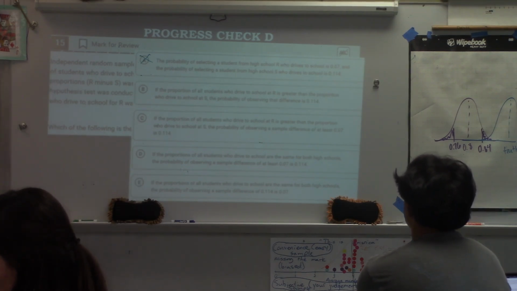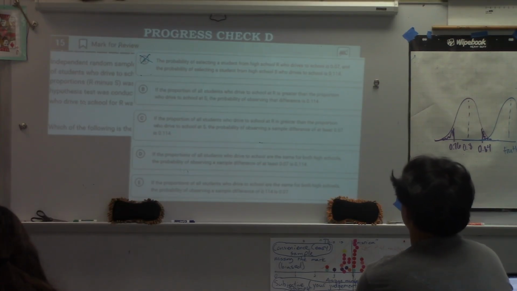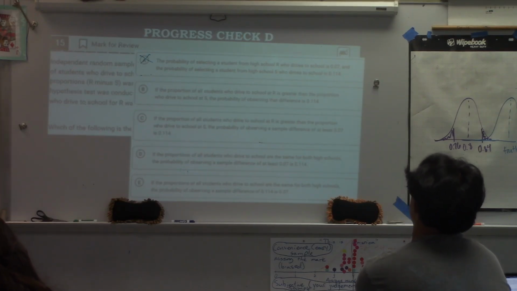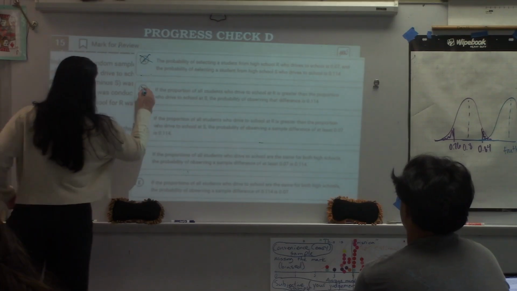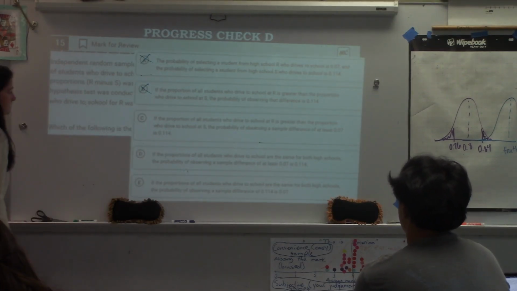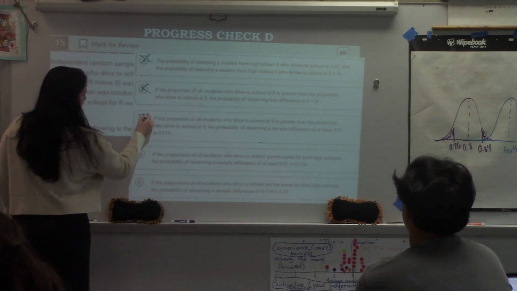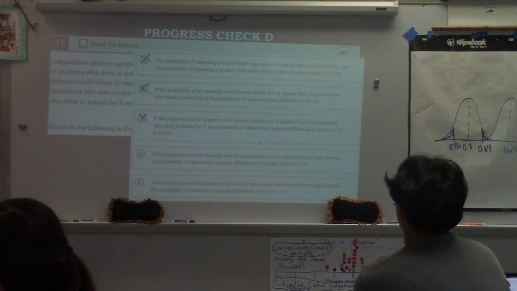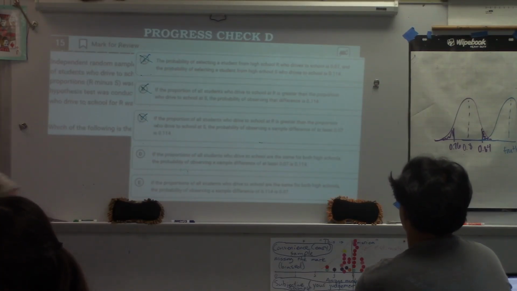Alright, if the proportion of all students who drive to school at R is greater than the proportion who drive to school at S, the probability of observing that difference is 0.114. No. Why? It's not the null. Same thing for C. We assume the null is true, that the difference is what? 0. So, we're stuck on these last 2.